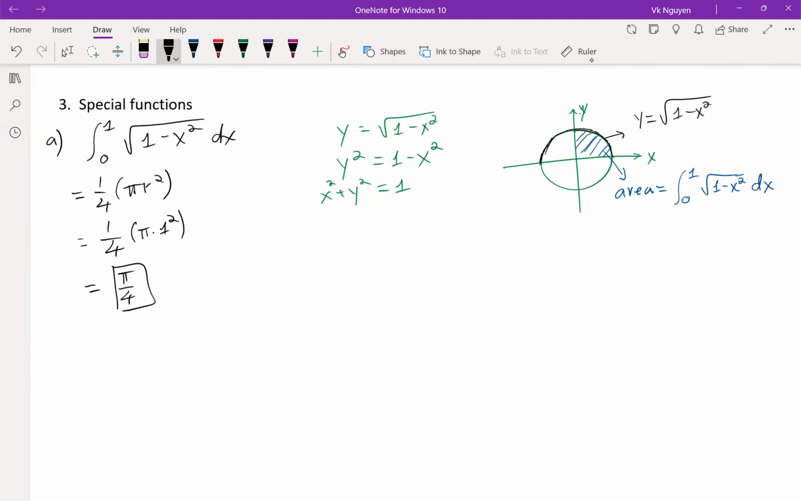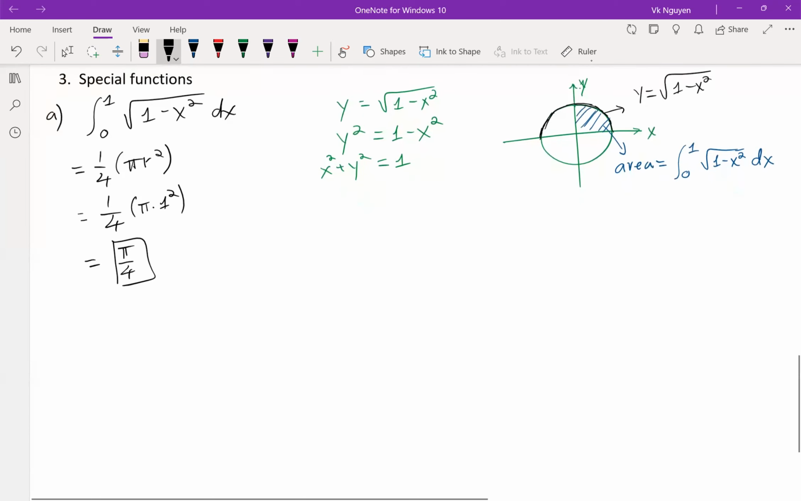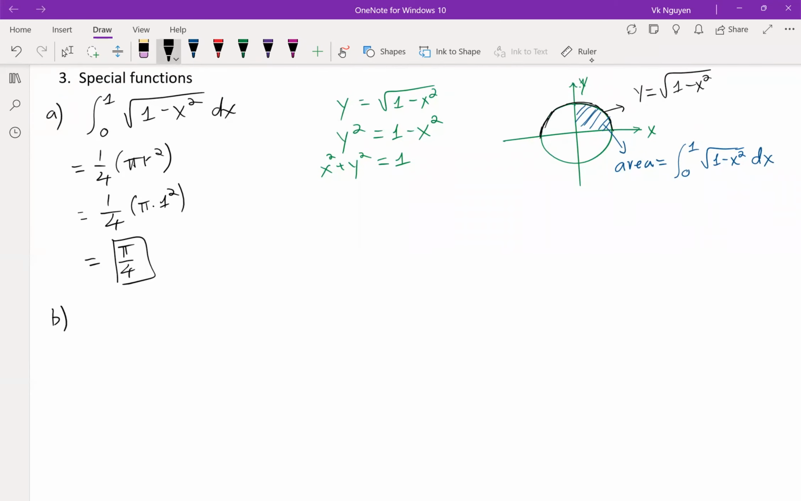Pretty amazing, huh? Here comes a second amazing function. B. The integral from 0 to 3 of the absolute value of 3x minus 6 dx. The absolute value function is very important in physics because it will distinguish between displacement and distance traveled. So how do we do this integration here?